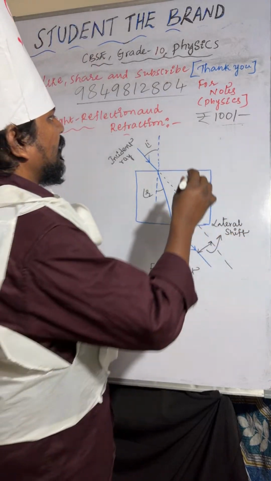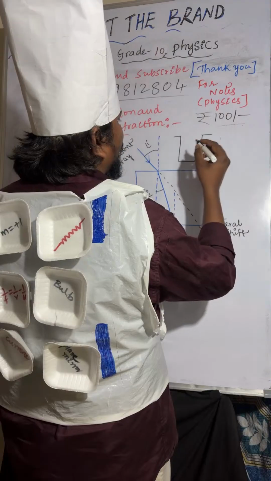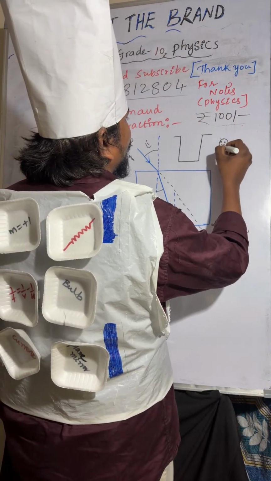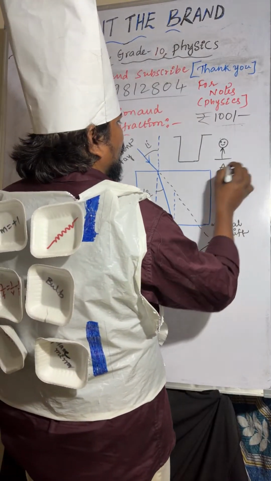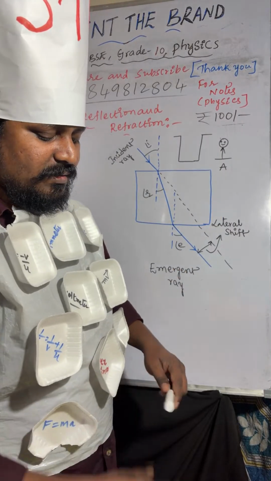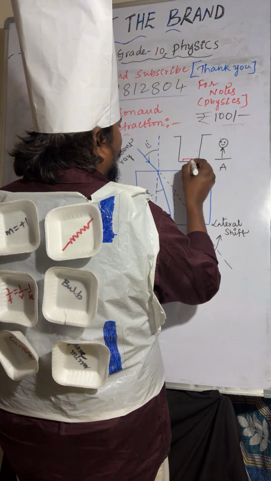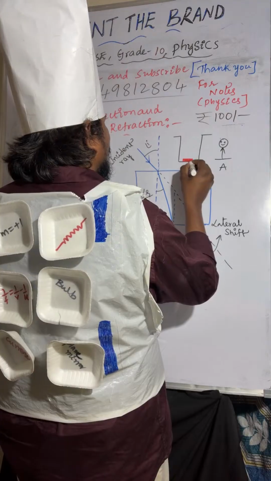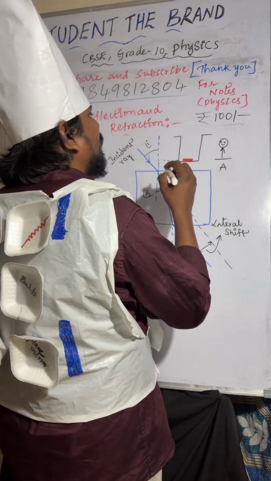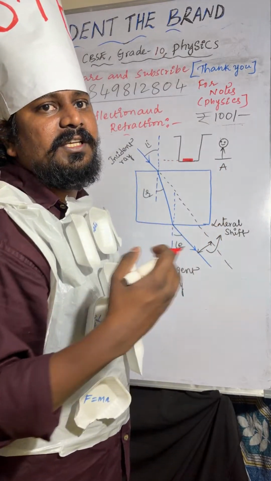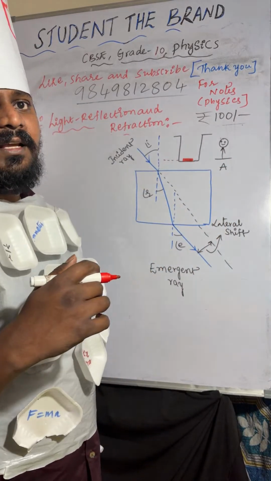Vertical shift is nothing but, so here a beaker is here. This is a beaker. The person is standing here at position A. I place the coin in the beaker, at the bottom of the beaker like this. So the person at position A can't see the coin placed in the beaker.